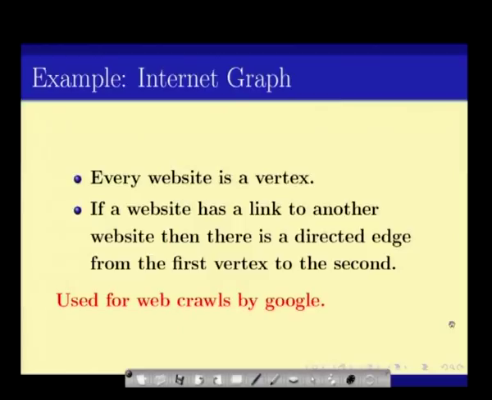Welcome back after the break. So, before the break we looked at the friendship graph. There is another such graph which is known as the internet graph, sometimes also known as the web graph. Here, each website is a vertex and we draw an edge between them if one website has a link to another website. This is used by Google a lot, and this is called the web crawl. This is how Google works.